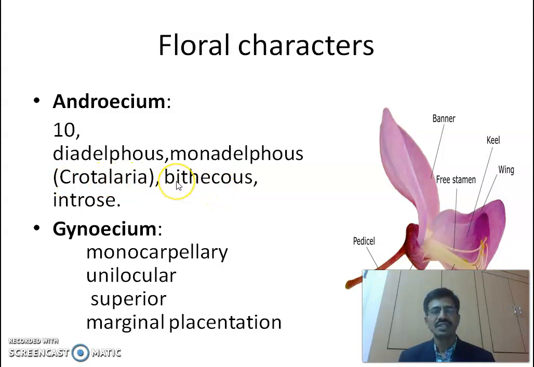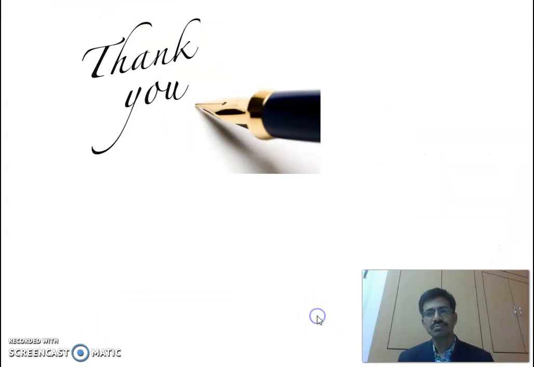And in the stamens, the anthers are dithecous and introrse. Here we see the standard petal, and this is also called banner, and below that we can find the wing petals, and essential organs like androecium and gynoecium are covered by the two fused keel petals. In the gynoecium, we can find the monocarpellary ovary. It is unilocular, and it is half superior or superior, and ovules are arranged in marginal placentation. Thank you.